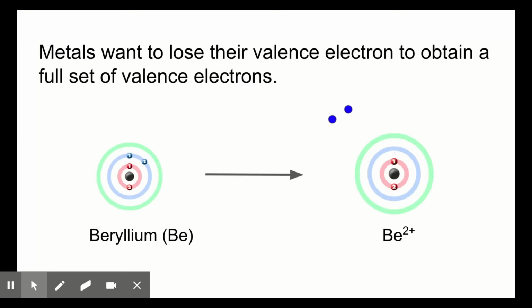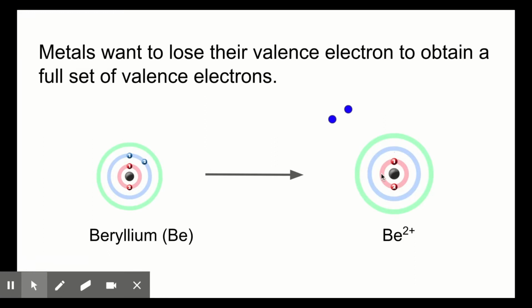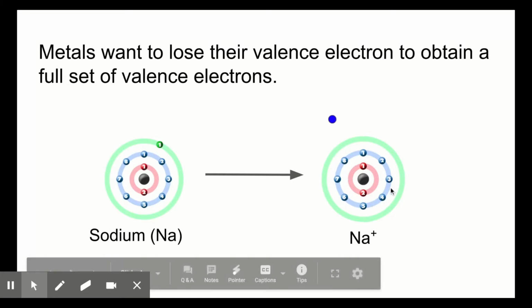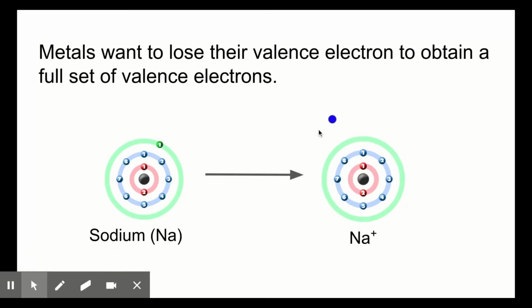So beryllium is a metal. It has two valence electrons, and it wants to lose both those valence electrons to have a full set. So it becomes beryllium plus 2. Sodium has one valence electron, and to get a full set of valence electrons, it wants to lose that one electron, so it becomes sodium plus and loses that electron.